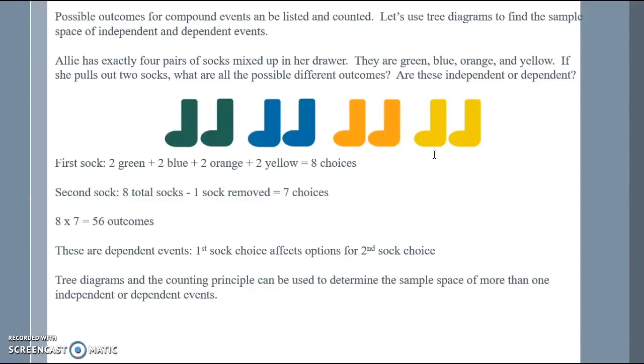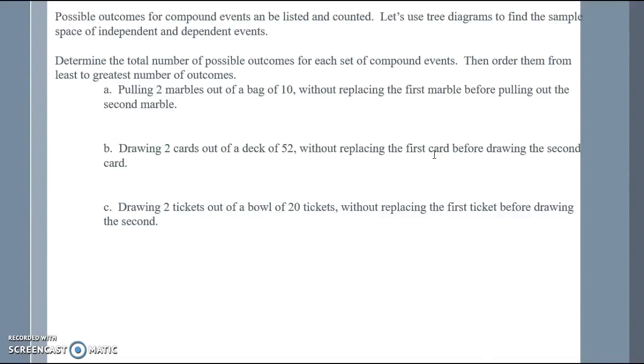Tree diagrams and the counting principle can be used to determine the sample space of more than one independent or dependent event. Let's use a tree diagram to find the sample space of independent and dependent events. Determine the number of possible outcomes for each set of compound events, then order them from least to greatest number of outcomes. Pulling 2 marbles out of a bag of 10 without replacing the first marble before pulling out the second.